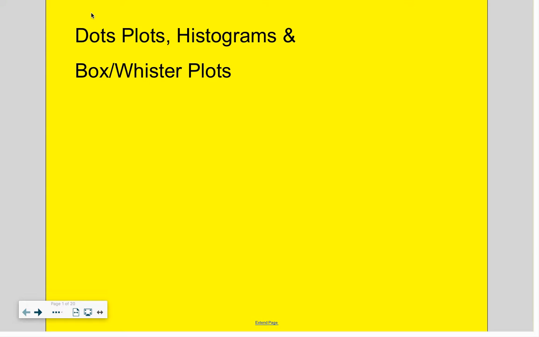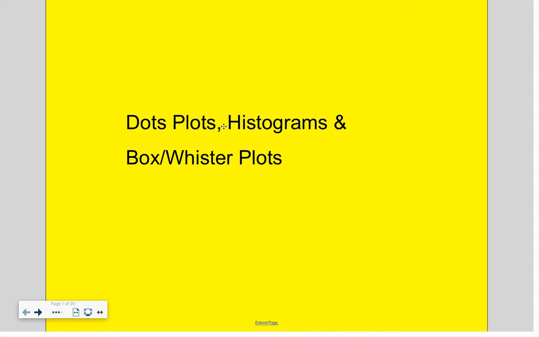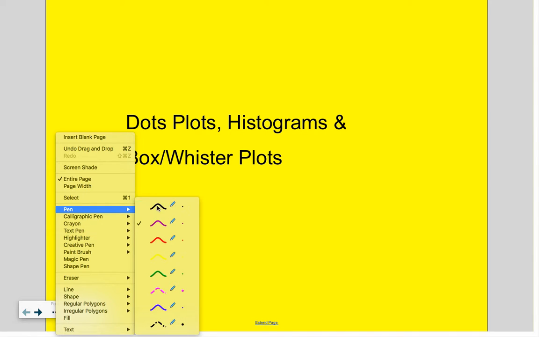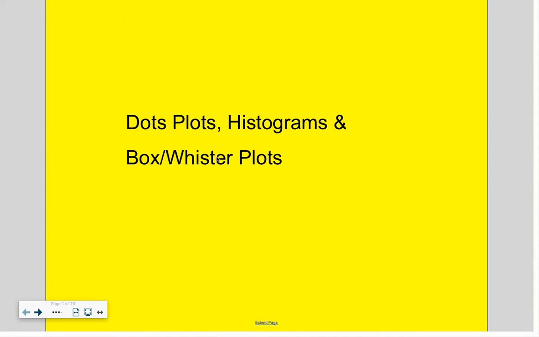Hi everyone, so today we're going to be talking about dot plots, histograms, and box and whisker plots. Ooh, I spelled that wrong. Box and whisker plots. Now, you learned about these probably when you were in middle school, but I just want to talk about representing data graphically.